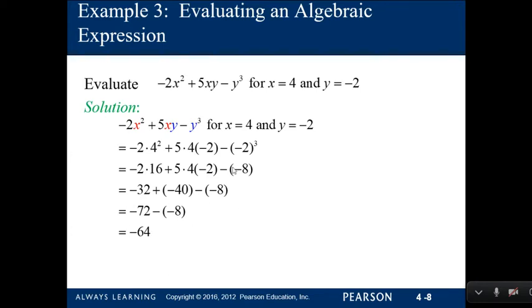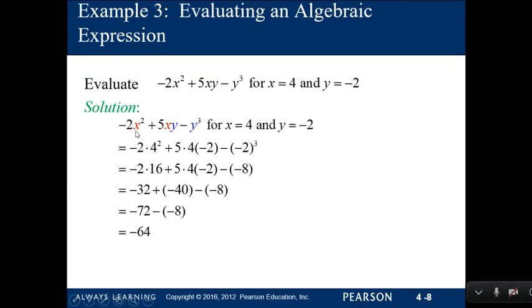Now, notice here the difference is they give us an x and a y in the algebraic expression: -2x squared plus 5xy minus y cubed. Well, then they tell us wherever there's an x, we're going to put in 4. Where there's a y, there's going to be a -2. They don't use parentheses around the positive numbers. I would suggest when you put it in your calculator to put parentheses around the positive numbers too that you're substituting in, but you don't have to.